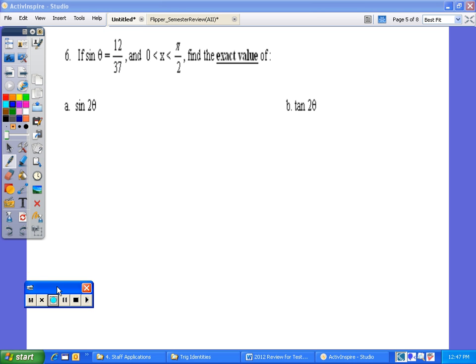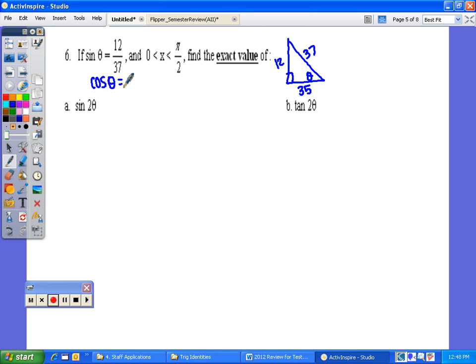It says that if sine of theta is 12 over 37 and x is between 0 and pi over 2, find the exact value of sine of 2 theta and tangent of 2 theta. Before we do anything, we need to look at our triangle to figure out what tangent and cosine are, so that we can figure out the answers to these problems. Sine is opposite over hypotenuse, and since this is a triple, I know the adjacent side is 35. So cosine is 35 over 37, and tangent is opposite over adjacent, so it's 12 over 35.